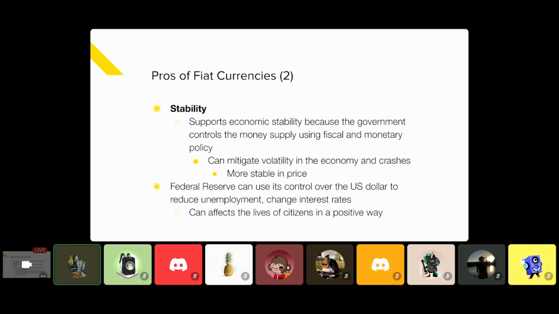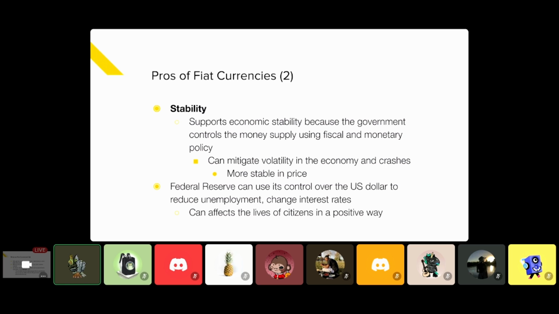Other pros of fiat currency is stability, because if governments have a strong economy and they're able to apply policies, the value of the currency shouldn't change too much as long as their economy is stable. For example, again the US dollar: although we're experiencing some inflation currently, the US dollar normally holds its value and either goes up or stays stable because the government's strong and the economy is strong.